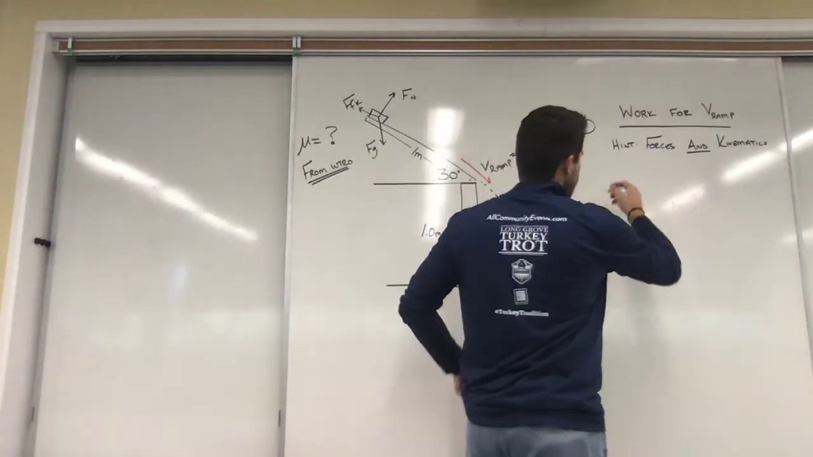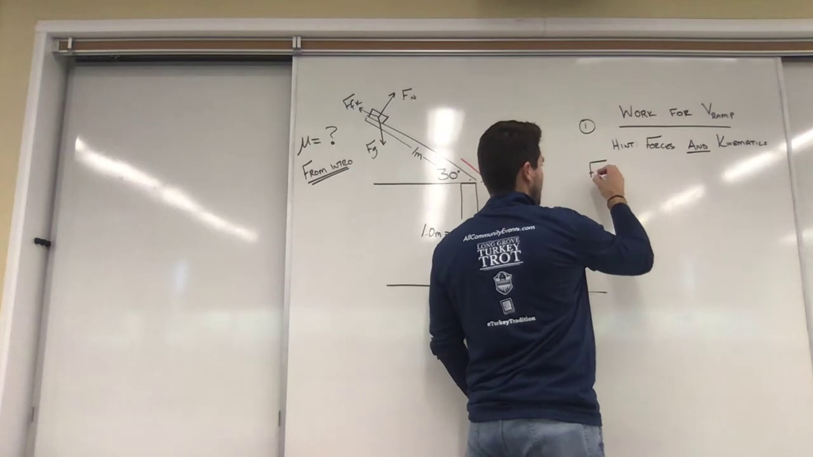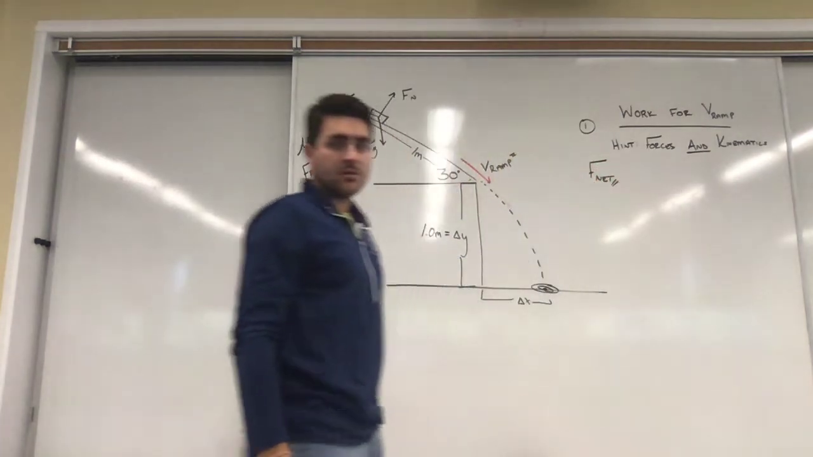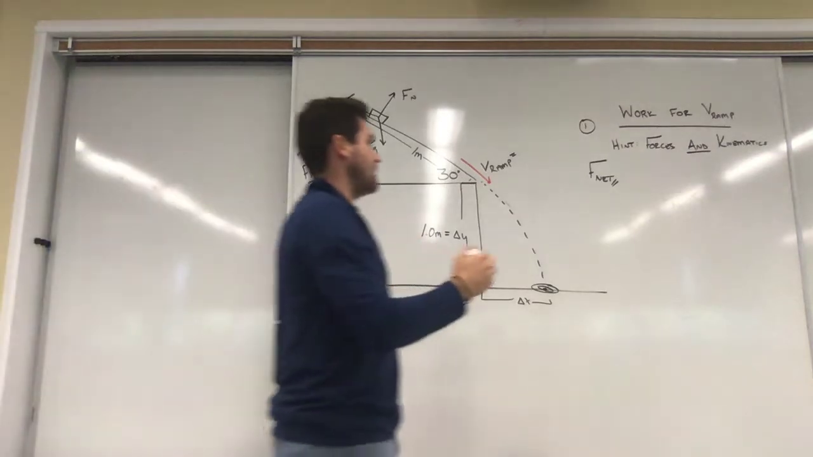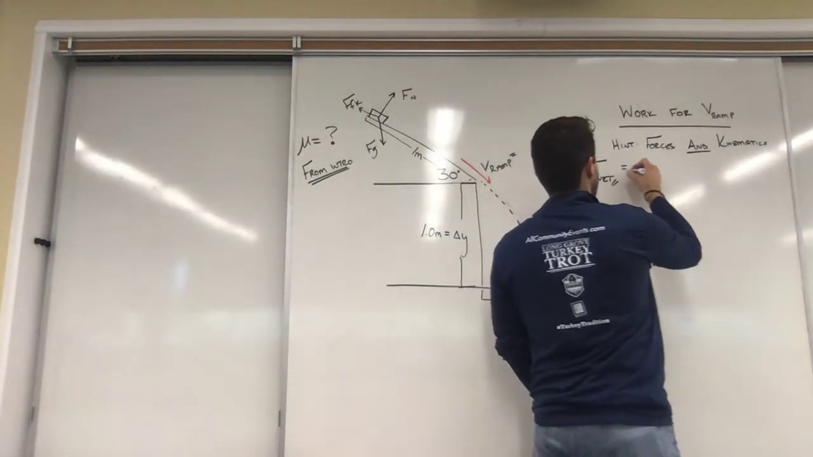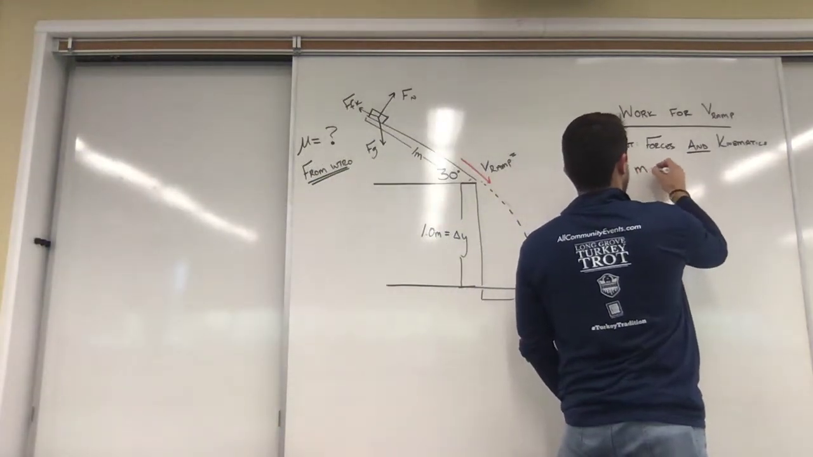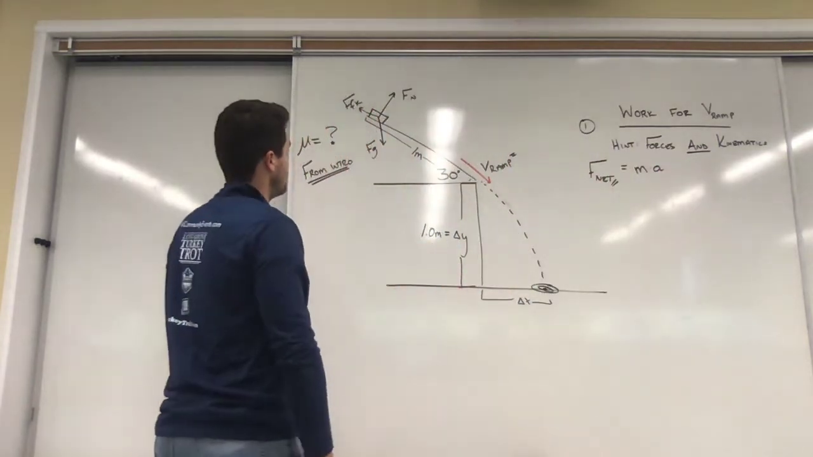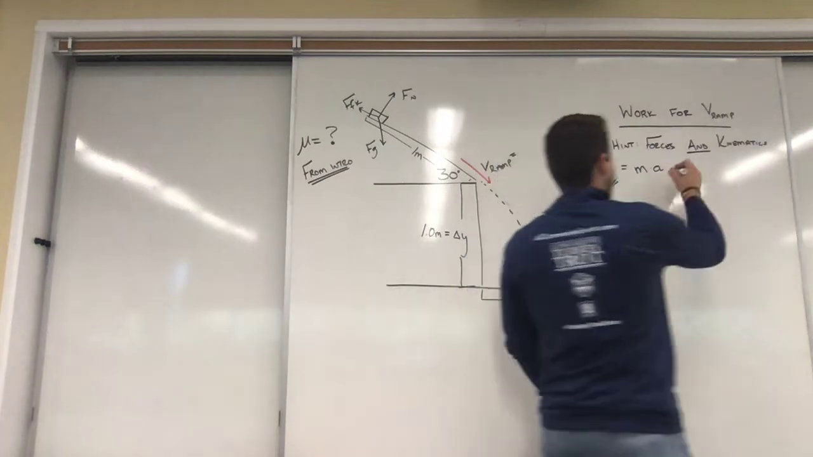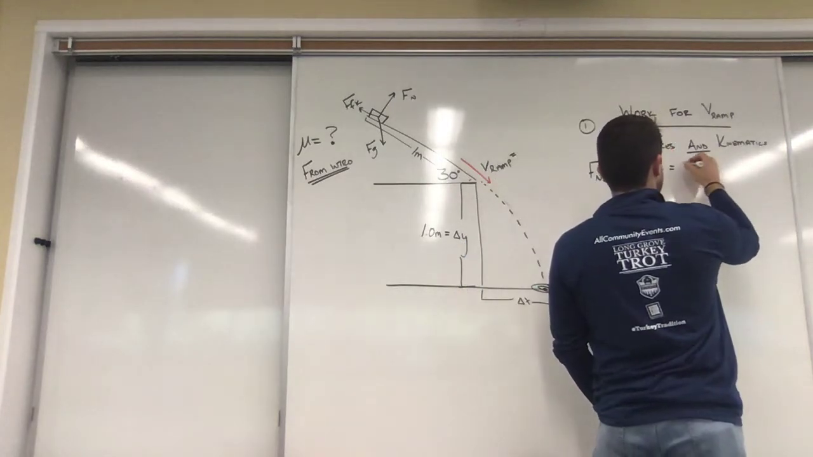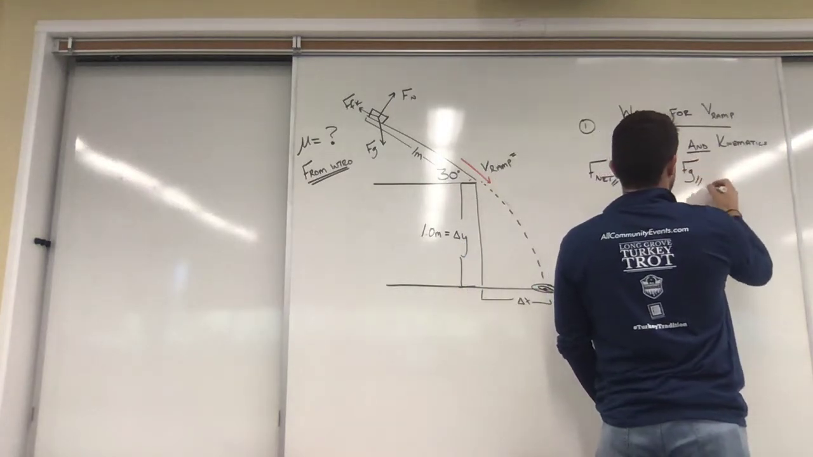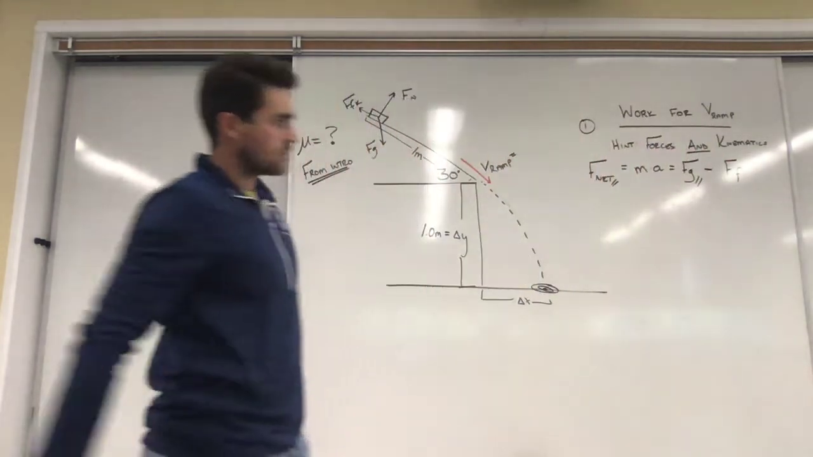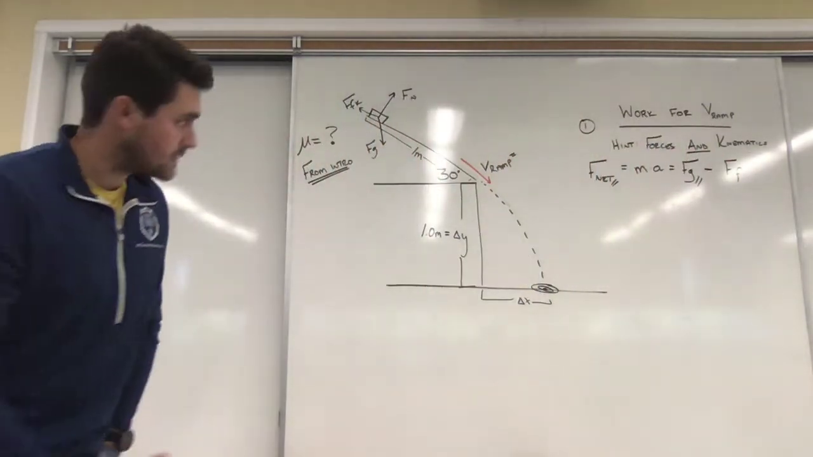Well, down the ramp is going to be F net parallel. That's where this object is going. It's moving down the ramp. Let's think about the forces that are acting down the ramp. Well, we know it's going to be mass times acceleration for down the ramp because there's a net force that shouldn't be zero. We know the forces acting parallel to the ramp are going to be Fg parallel minus the force of friction. Okay? We know these things.